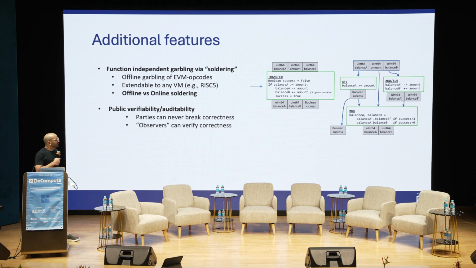And we can achieve this using garbling by adding some additional material to the garbled circuits. Specifically, we add homomorphic commitments on the permutation bits that will later allow verifiers to re-execute the entire garbled circuits, and also make sure that the soldering was done correctly.